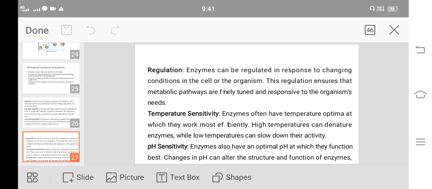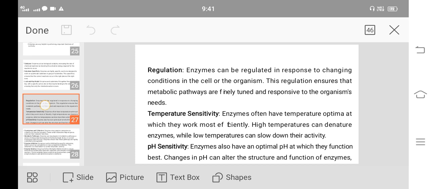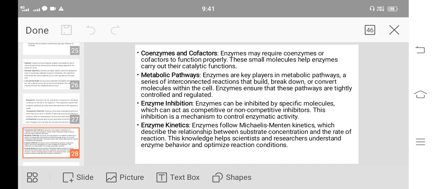And also pH is important. The pH may increase as well as decrease. Always remember the optimal pH at which enzymes function best. If any change occurs, the nature of the enzyme also changes. Coenzymes and cofactors: already you know that a cofactor converts an inactive protein to an active protein. These small molecules help the enzyme carry out its catalytic function. Enzymes are also involved in metabolic pathways; all carbohydrate, protein, and lipid pathways are controlled and regulated by enzymes.